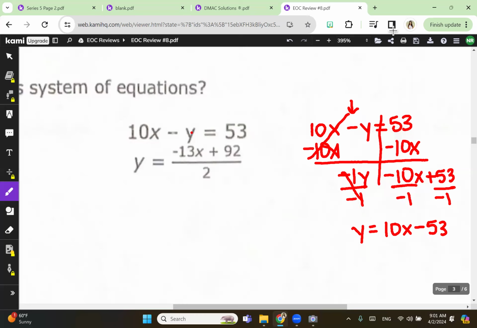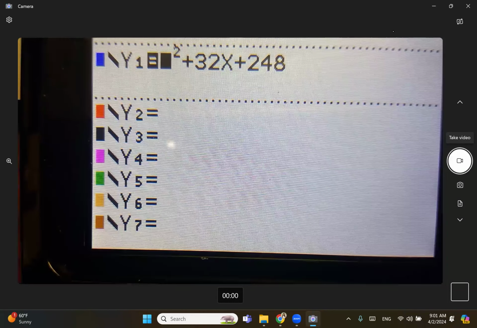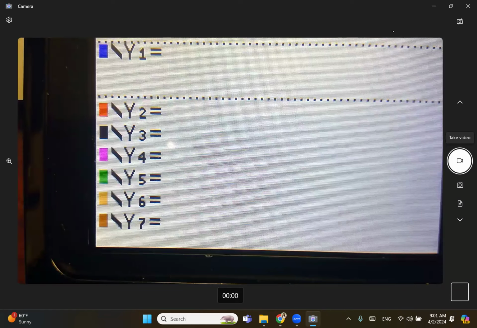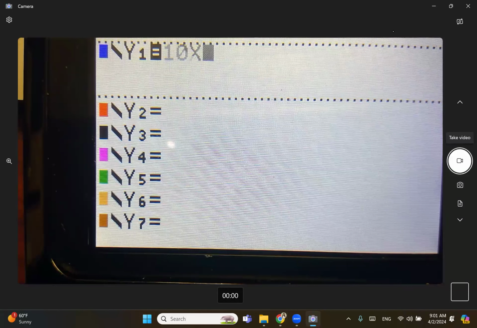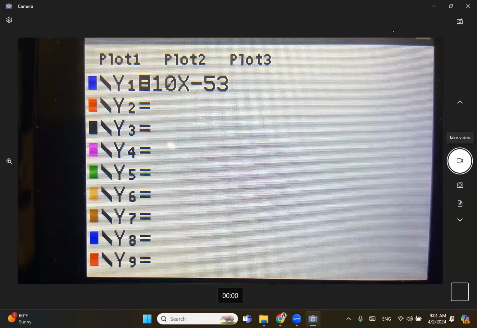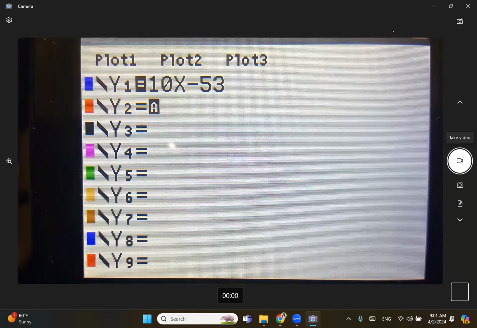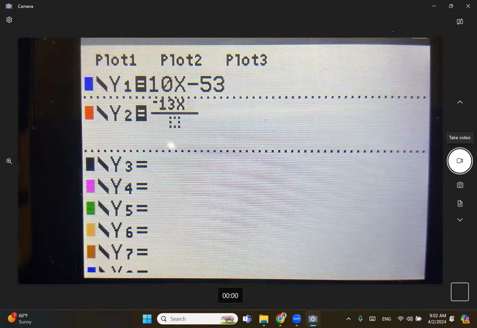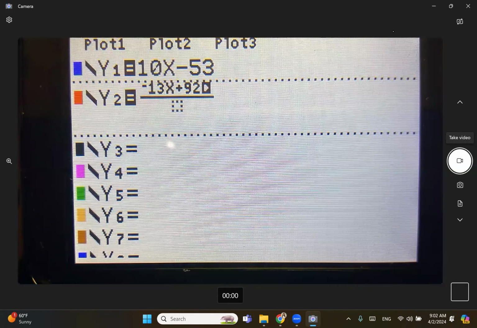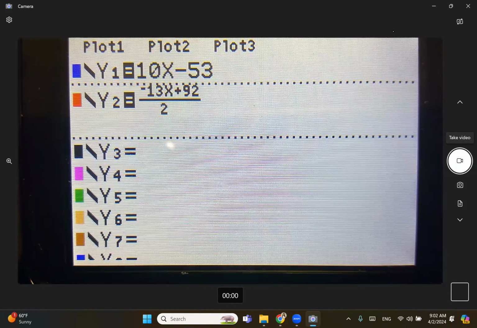Put them in y equals. All right, so let's go to y equals, put those two equations in. Clear this out. What was that first one? 10x minus 53. And the second one, remember, if your alpha x to create that fraction doesn't work, you can use alpha y equals enter. Negative 13. Some of these calculators are outdated. Yours is? Do alpha y equals enter.